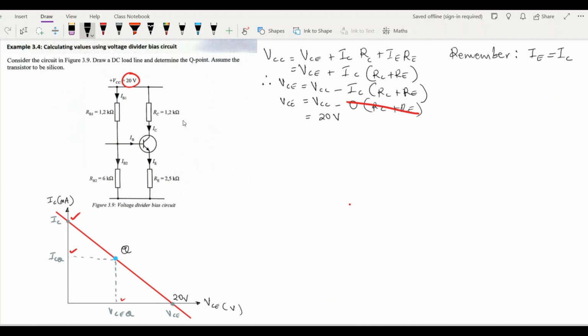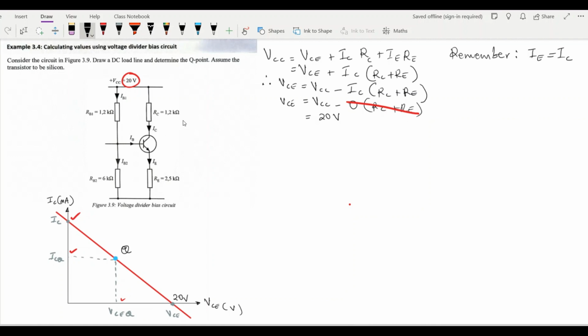Now we've found our VCE. What is the next thing that we need to do? We need to find our IC here. What is happening at the y-intercept? What is the value of x at the y-intercept? The value of x at the y-intercept will be equal to 0. So it means that the value of VCE here will be 0.